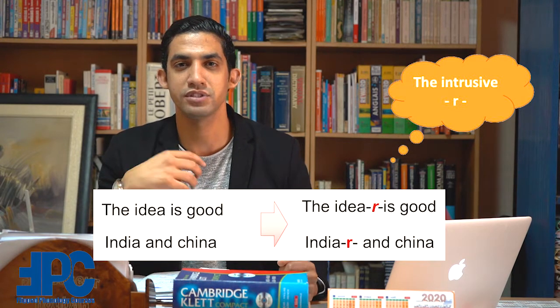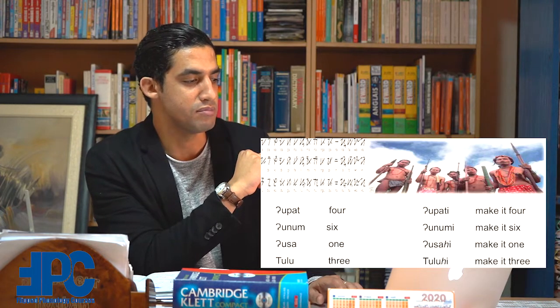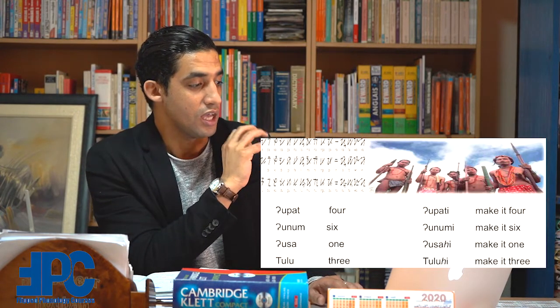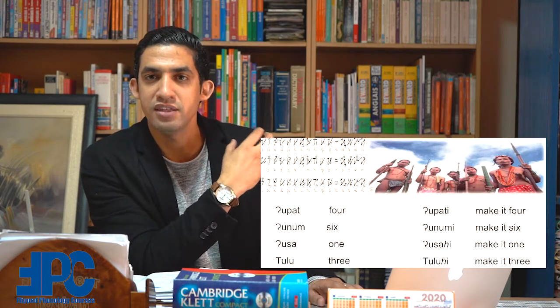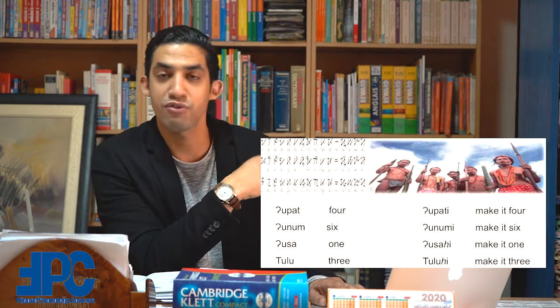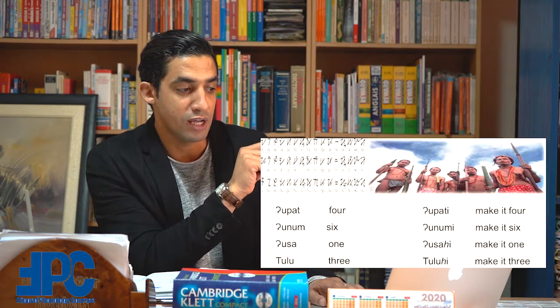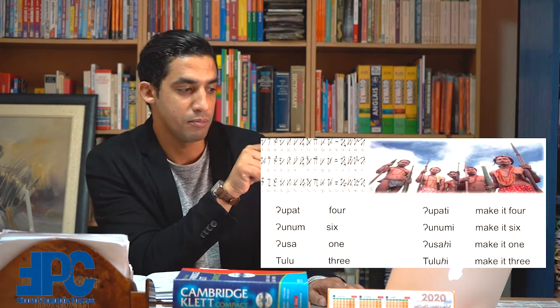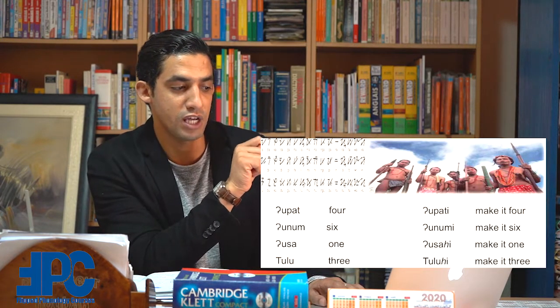We have other examples in other languages, like Hanunu, spoken in the Philippines. As you can see in front of you here, we have upat means 4, onom means 6, usa means 1, tulu means 3. If you want to make these words causative and say make it 4, make it 6, make it 1, make it 3, what happens is the following. Upat becomes upati, onom becomes onomi, usa becomes usahi, tulu becomes tuluhi.